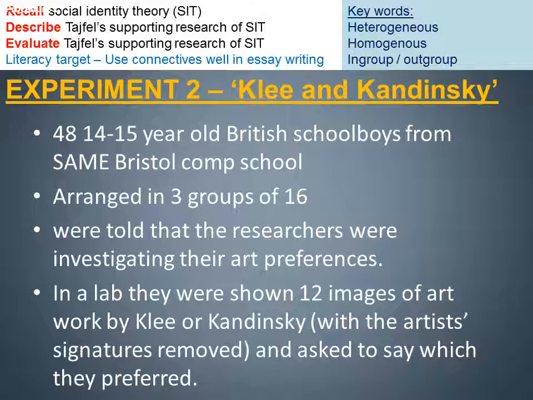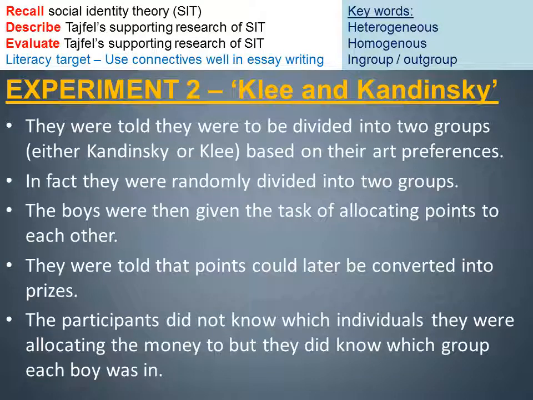Now this time he put them in 3 groups of 16, and he told them that researchers were investigating their art preferences. In a lab, they were shown 12 images of artwork by either Klee or Kandinsky, with the artist's signatures removed, and they were just asked to say which ones they liked the best. They were then divided into 2 groups, either Klee or Kandinsky, based on their art preferences, but in fact again it was a random allocation to the groups.